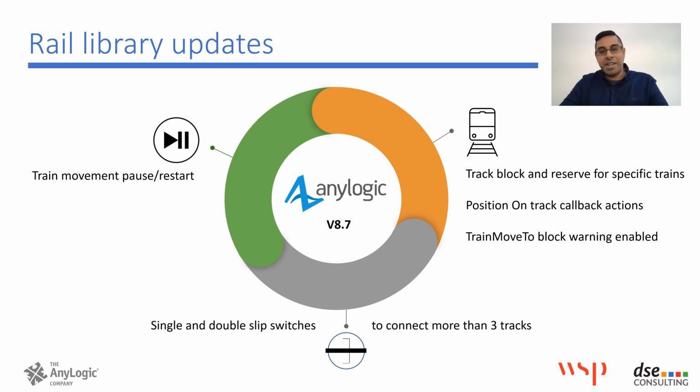With the release of AnyLogic 8.7, there's been some big additions to the rail library. These include tracks that can be blocked and reserved for a particular train, as well as updating train positions on a track using callback actions.